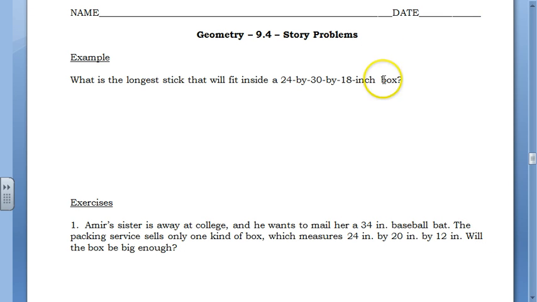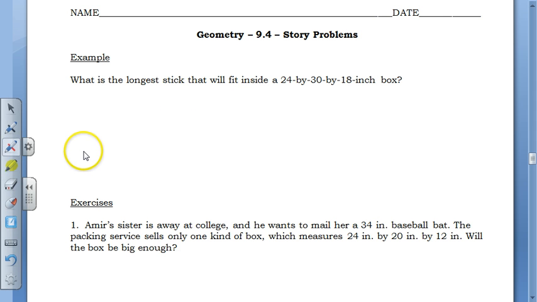Okay, this is Geometry Section 9.4, and in this lesson it's going to be entirely word problems using the Pythagorean theorem. So, the first question says, what's the longest stick that will fit inside a 24 by 30 by 18 inch box? So this one takes a bit of visualization.